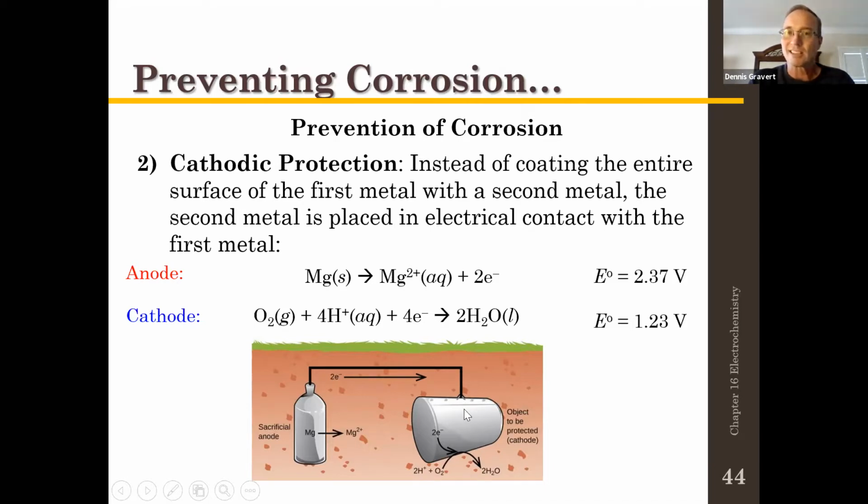If this gets wet and oxygen gets here, some corrosion takes place. The oxygen steals electrons from the iron, but instead of the iron going to Fe2+, the electrons will come from the magnesium and force the magnesium to go to Mg2+. Because by the standard potentials, magnesium likes to lose its electrons. It's more easily oxidized. It's a better reducing agent. Very cool.